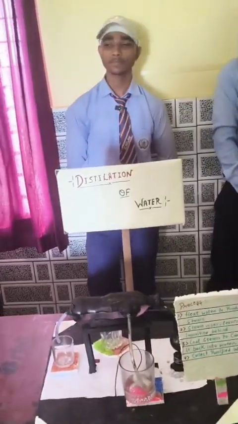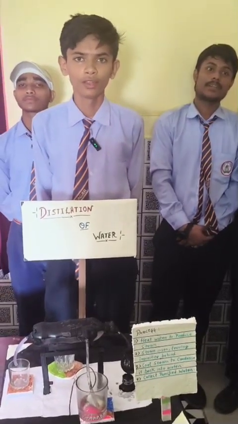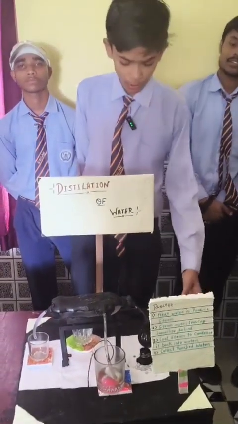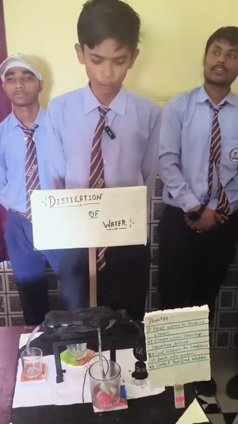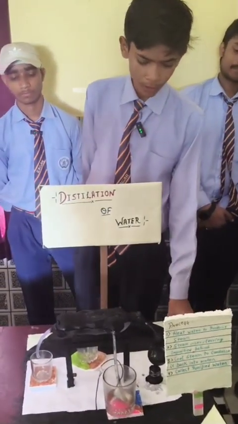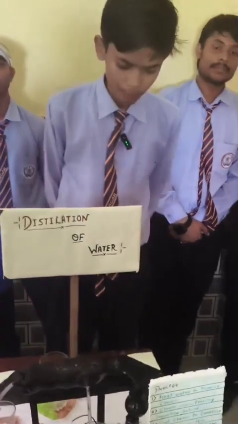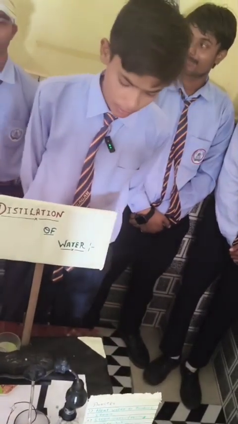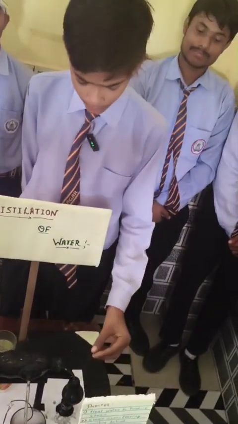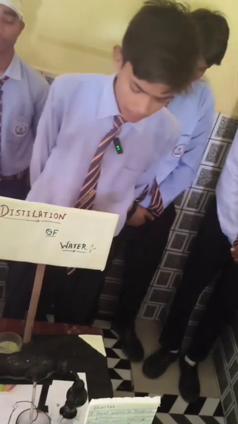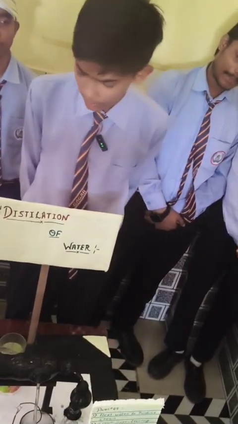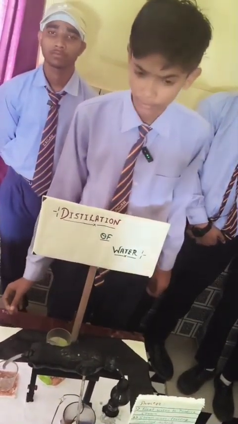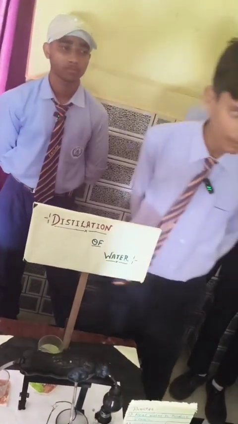Thank you. Good morning all of you. My name is Surya Singh and I am a student of class 12. Today I will tell you about the process of distillation of water. In distillation of water, when the water is heated, it forms vapor and the impurities are left behind. When the vapors form, the cold water gets inside and cools the steam and converts it into water, and it is ready for human consumption. Thank you.